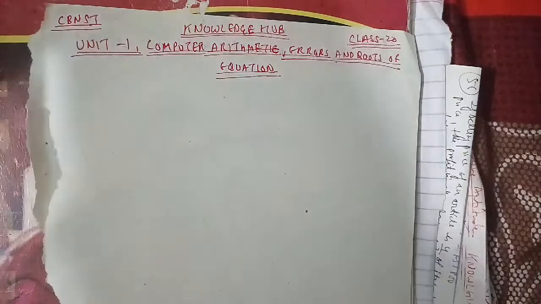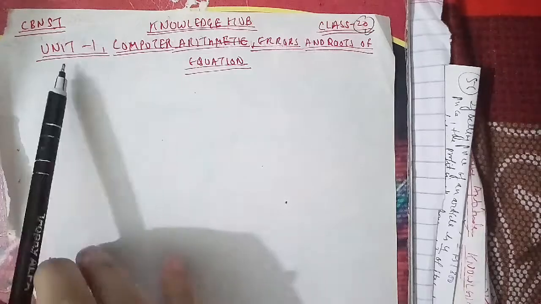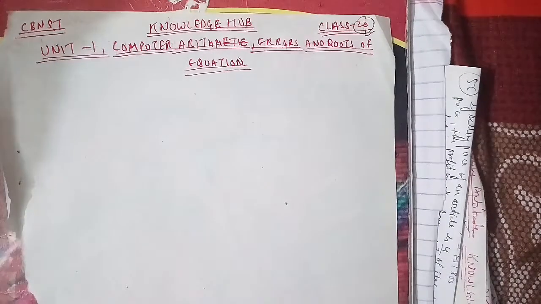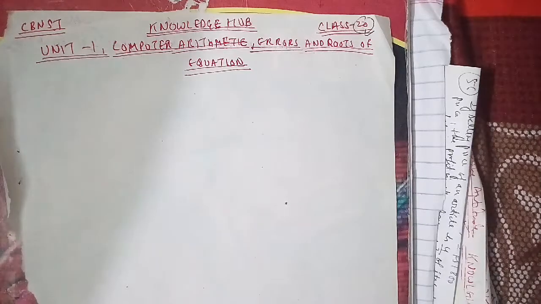Today we're going to start with your CBNST class, which is the 20th class of the session. As you know, we had done the 19th class in the last class. In the 19th class we started with unit 1, and we discussed the secant method, the bisection method, and the Newton-Raphson method, as well as the successive iterative method, and we are dealing with synthetic division.